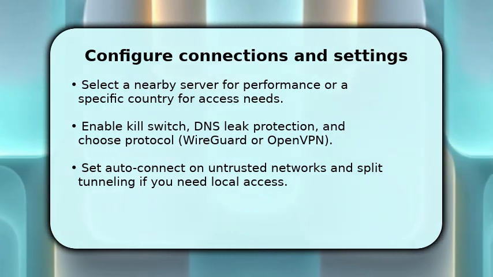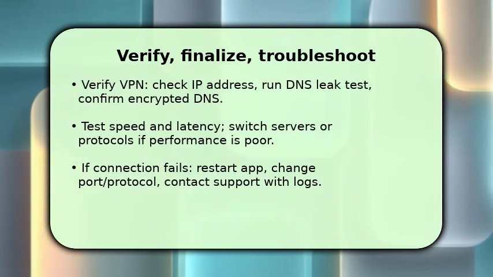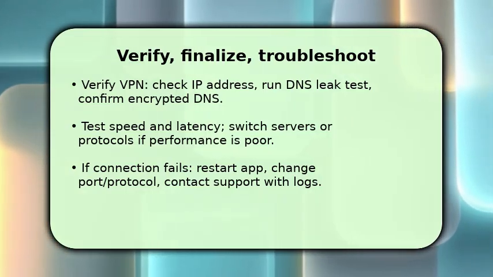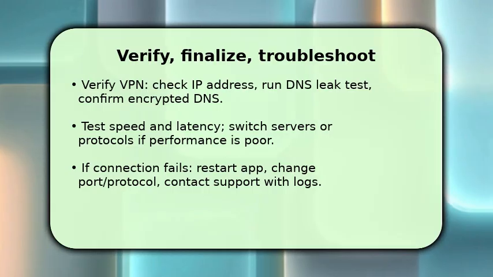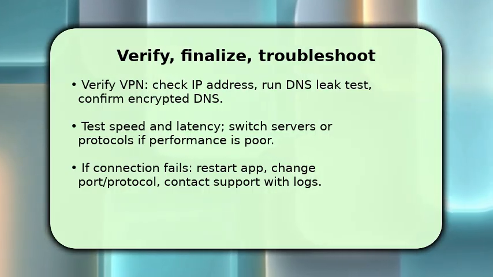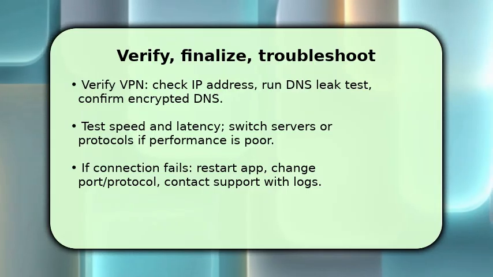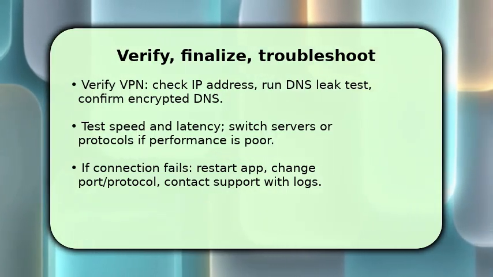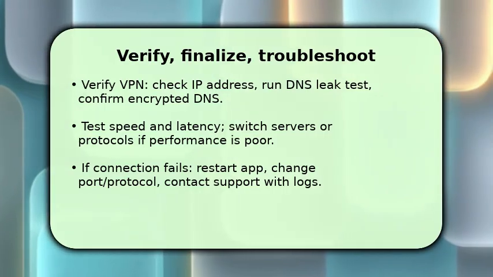Finish by verifying the VPN is actually protecting you. Check your visible IP address and run a DNS leak test to confirm encryption. Test speed and latency. If performance is poor, switch servers or try a different protocol because some networks throttle certain ports. Make sure Auto Reconnect works and that crucial apps route through the tunnel.